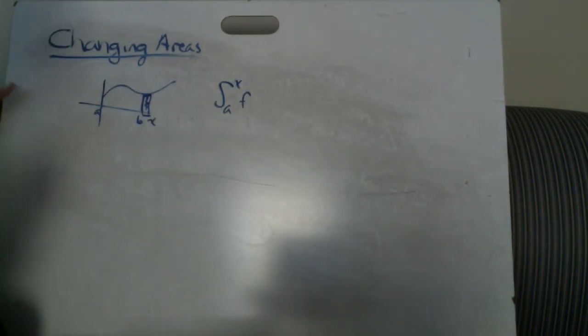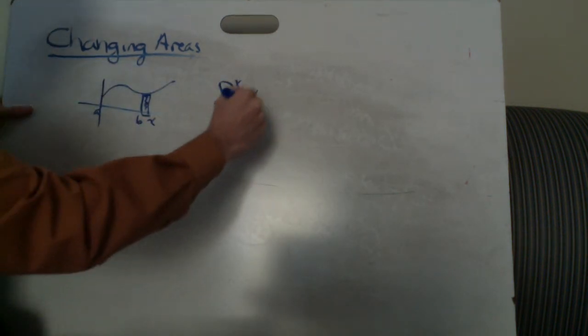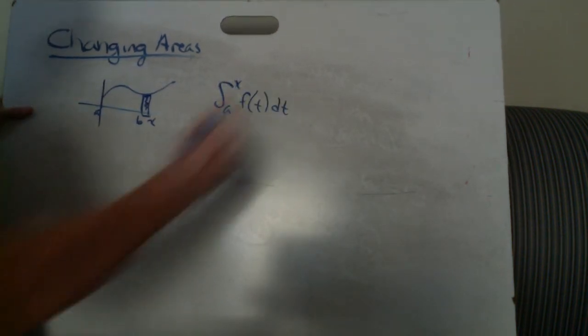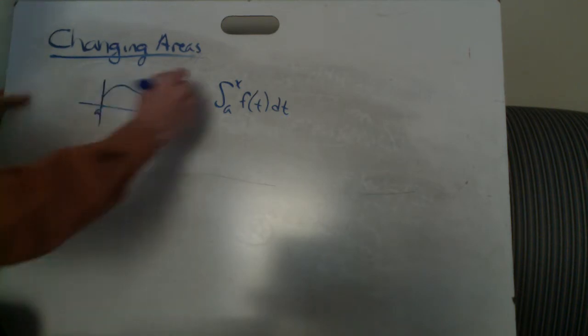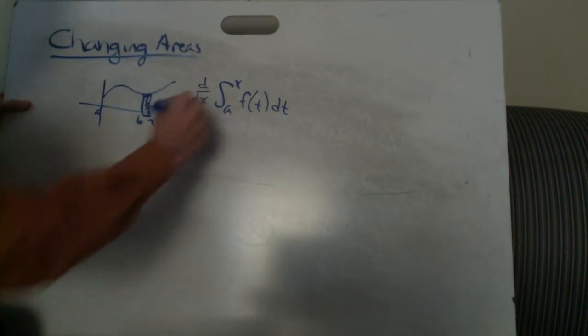Well, I can't call this f of x anymore because I've used x as my upper bound. So I'll just make up a new variable, f of t. This is a function, and this particular function changes with the upper bound. It's a function of x. So to find the rate of change, I'll just take the derivative with respect to x.